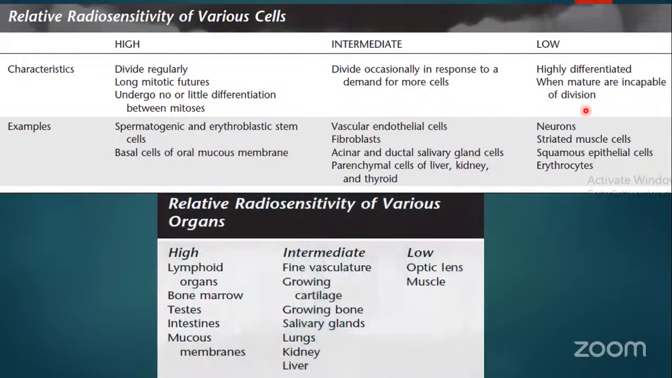Moving on to the organs. Since we saw the cells, we should also be familiar with the organs, right? The most radiosensitive organs include your lymphoid organs, bone marrow, testes, intestines, and the mucous membranes. The least radiosensitive include your optic lens and muscle. In the intermediate category come your fine vasculature, growing cartilage, growing bone, salivary glands, lungs, kidney, and liver. Anything of it can be an MCQ.